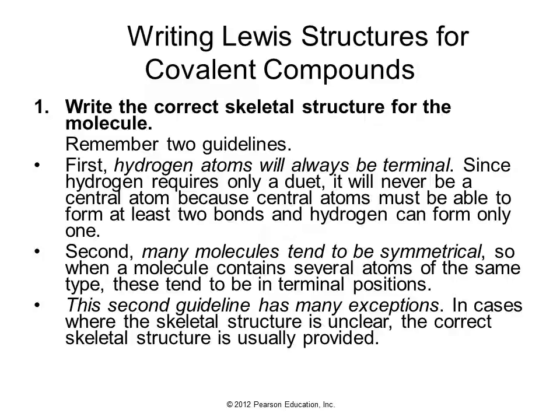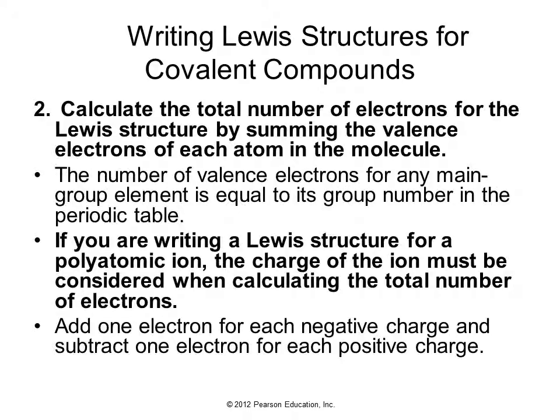But let's try our hand at writing some Lewis structures. The first thing we do then is write the skeleton, calculate the total number of electrons to be used by summing the valence electrons from each atom.